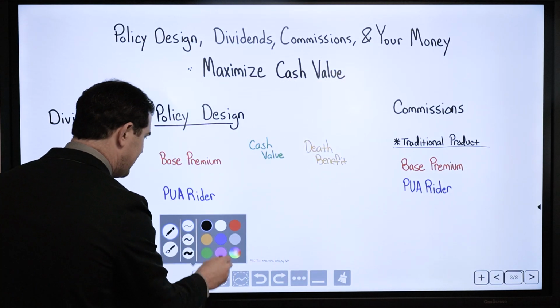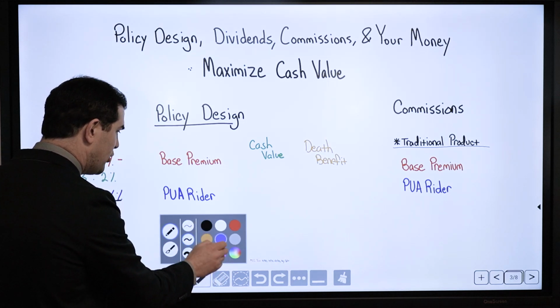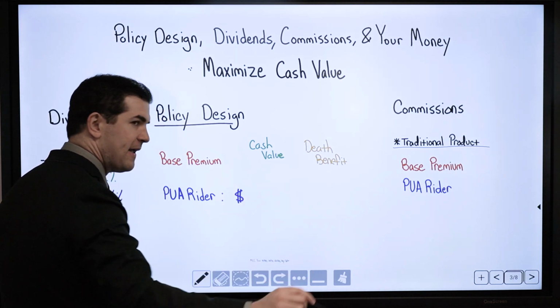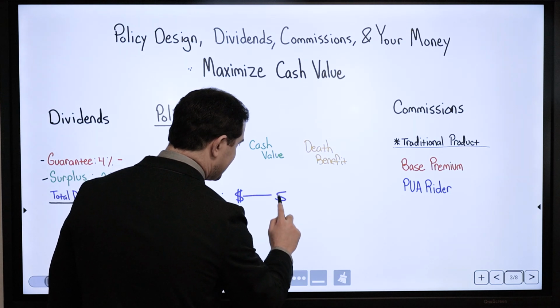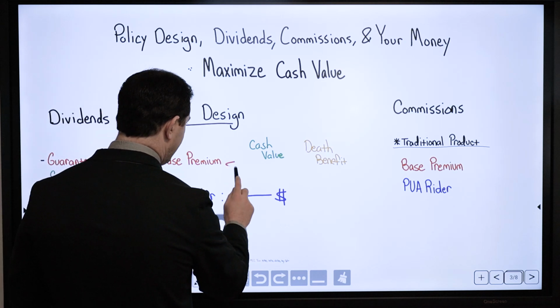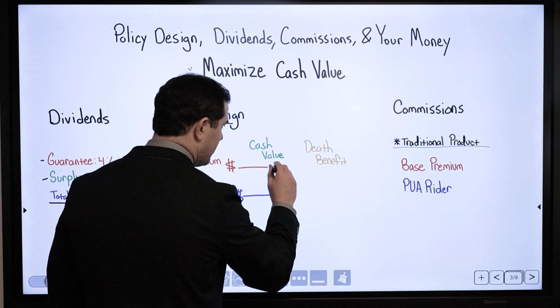So, compensation on base premium dollars and PUA dollars. Remember that the PUA dollars, to go back to this, if I pay $1,000 there, how much shows up in cash value? Or if I pay any amount of money, just about all of it. If I pay any amount of money towards the premium, how much shows up in cash value in the first year? A goose egg.